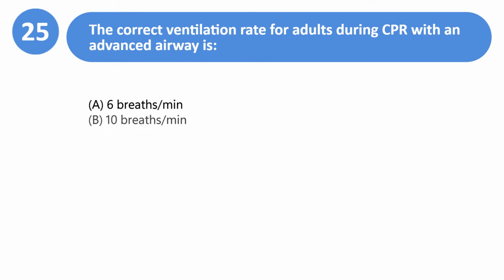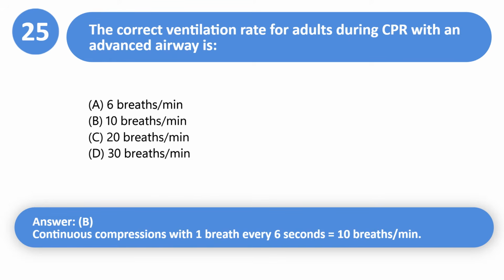The correct ventilation rate for adults during CPR with an advanced airway is: A. 6 breaths/min. B. 10 breaths/min. C. 20 breaths/min. D. 30 breaths/min. Answer, B. Continuous compressions with 1 breath every 6 seconds equals 10 breaths/min.